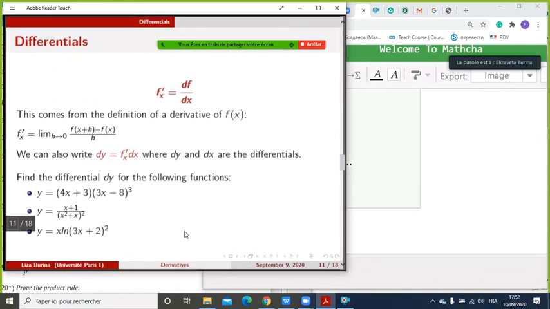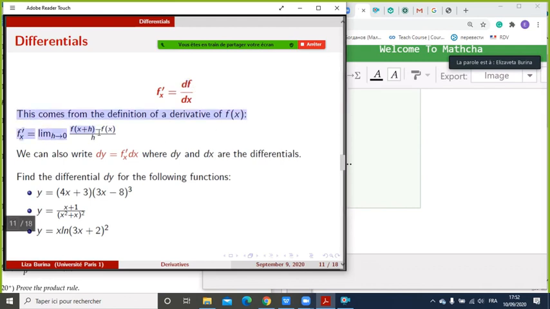Differentials. So now it is going to be very simple. I'm going to show you just one example, and then tomorrow we'll see where we use differentials in economics. So df here is what we call the differential of this function.